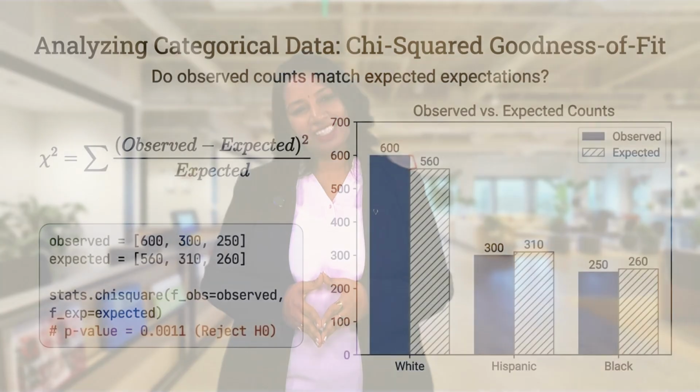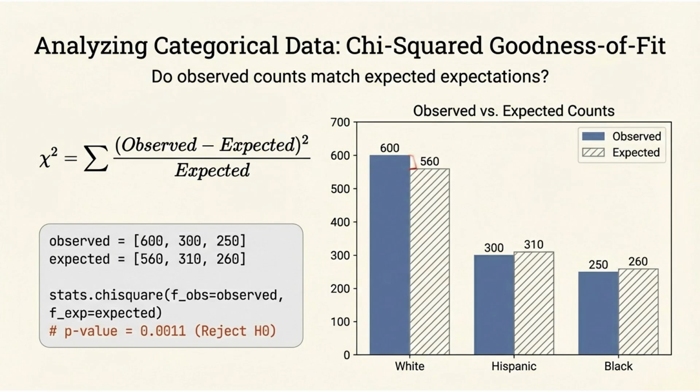Now we shift from numerical data to categorical data and introduce the chi-square goodness of fit test. This test helps us answer a simple question. Do the observed category counts match what we expected? The formula shown calculates the chi-square statistic by summing the squared difference between observed and expected values, dividing by the expected value. On the left, we see observed counts for 3 categories and next to them the expected counts. These expected values usually come from theory, past data or a known distribution.